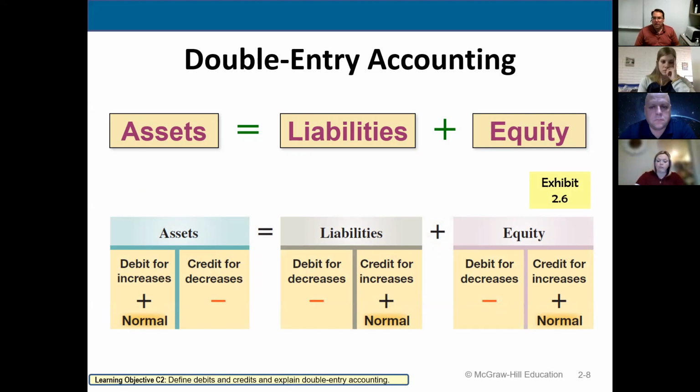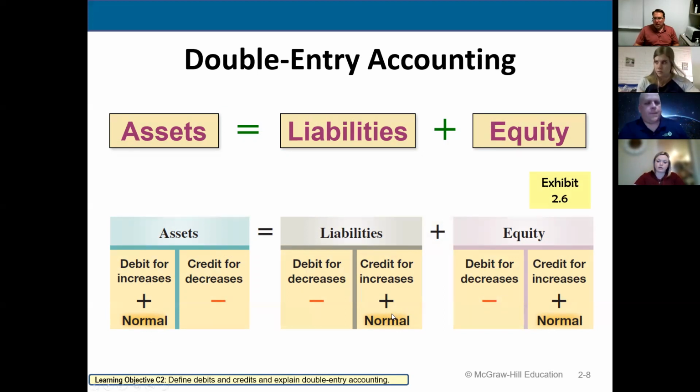And so what I tell people is it's kind of like times tables. You just have to sort of memorize this and remember, assets increase with a debit, decrease with a credit, and liabilities and equity are the opposite. They increase with a credit, decrease with a debit. That's not a huge amount to memorize, and as you work with it, it'll come pretty quickly.